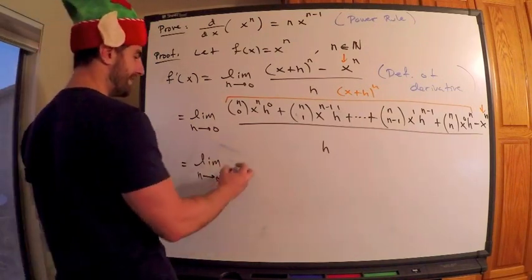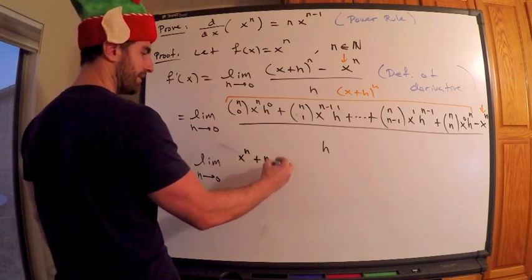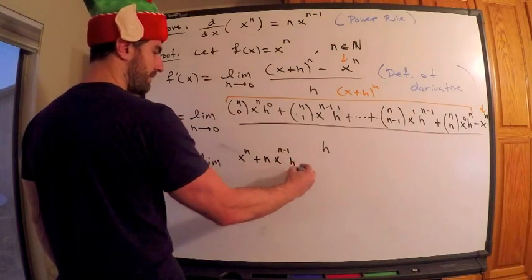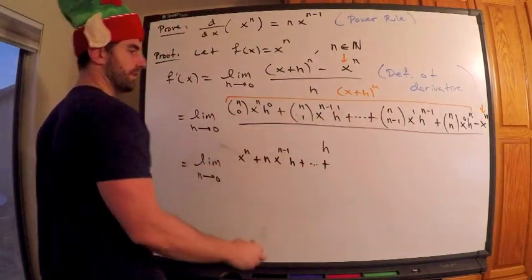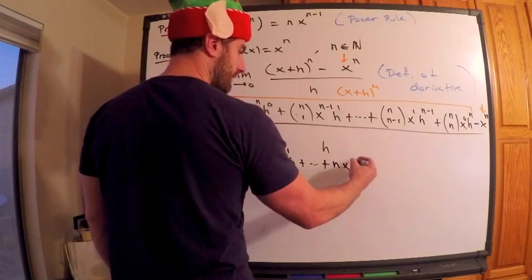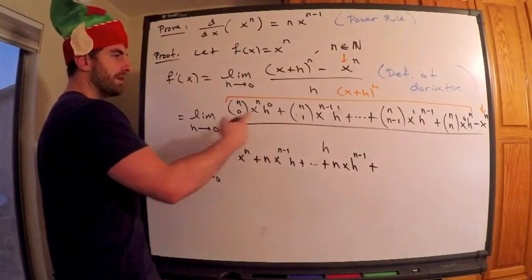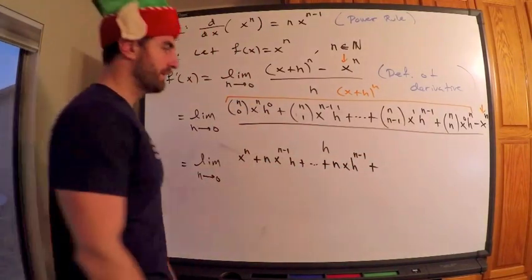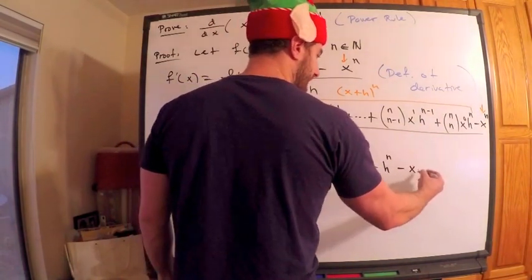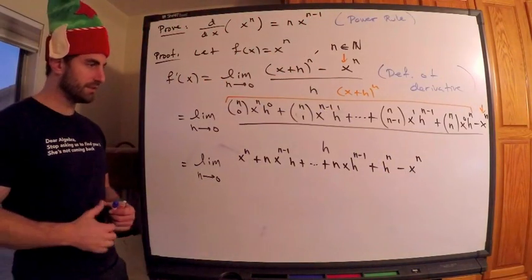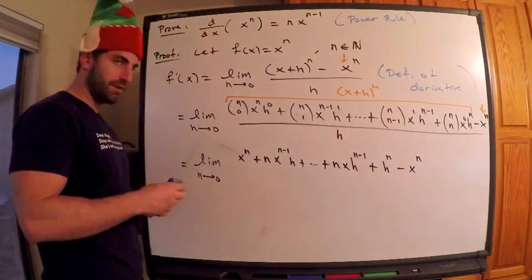So n choose 0 is 1. So this is just x to the n, because h to the 0 is 1, plus n choose 1 is n, x to the n minus 1 times h, plus, go all the way down here, n choose n minus 1 is the same as n choose 1. So this is also n, times x h to the n minus 1. n choose n is the same thing as n choose 0. And how many ways can I choose n things from n things? One way. So 1 times x to the 0 is 1, h to the n, minus x to the n. This is looking quite good. This h is upstairs. Leave that down there.